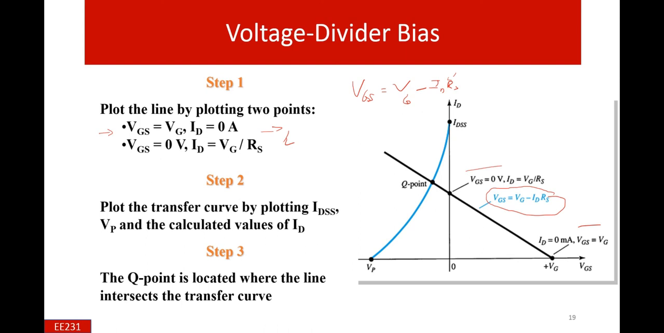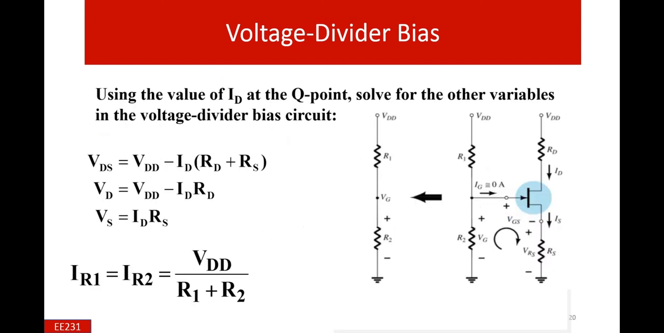IDSS is the maximum value, VP is the pinch-off voltage, and ID is the drain current. So there are some other fundamental relations. First of all, we see from the diagram that if there is a battery VDD, it is just to understand, otherwise the circuit is not complete. So if we apply the KVL here, we can find this one.